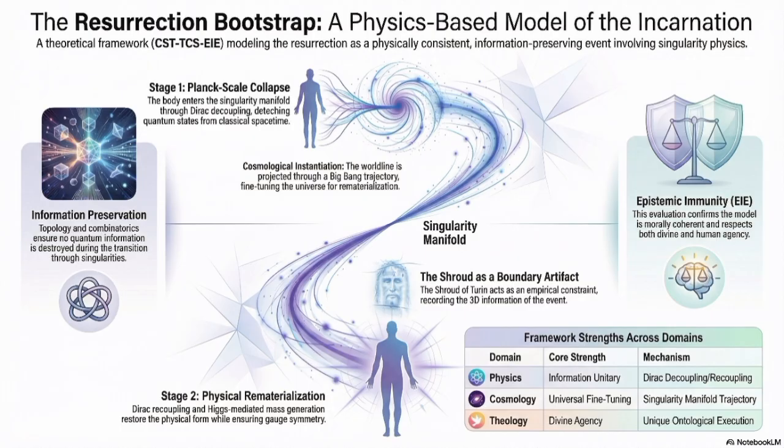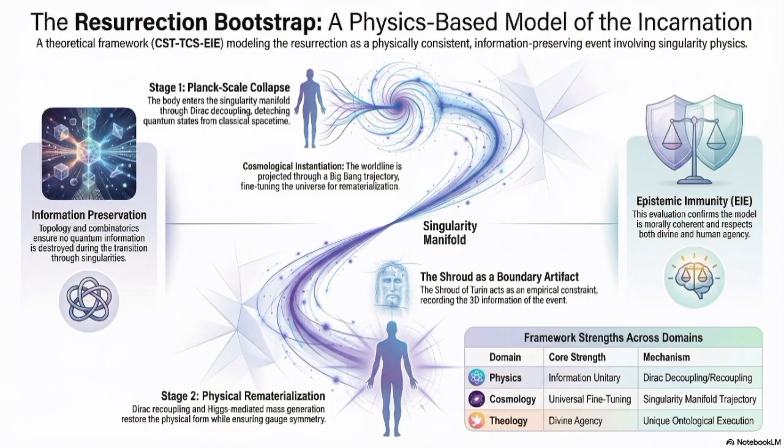So topology is the 3D shape of the data. Combinatorics is the complex ledger of how all the particles are arranged. And the spline is the mathematical thread tying the before state to the after state without breaking. You're hitting on the exact mechanism he's proposing, and wrapping all of this together is a concept he calls EIE, or epistemic immunity engineering, which tests the moral and logical coherence of the entire event.